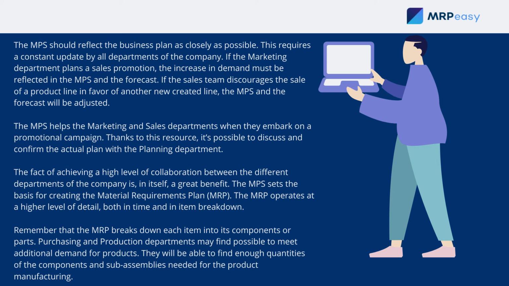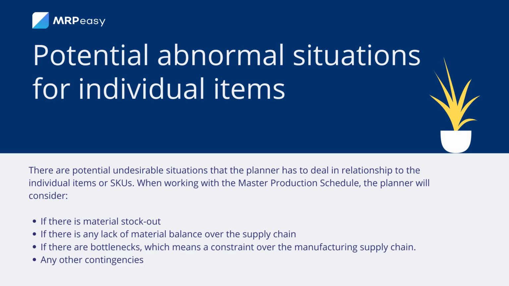There are potential undesirable situations that the planner has to deal with in relation to the individual items or SKUs. When working with the master production schedule, the planner will consider if there is material stock out, if there is any lack of material balance over the supply chain, if there are bottlenecks, which means a constraint over the manufacturing supply chain, and if there are any other contingencies.